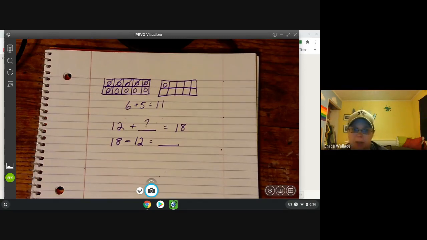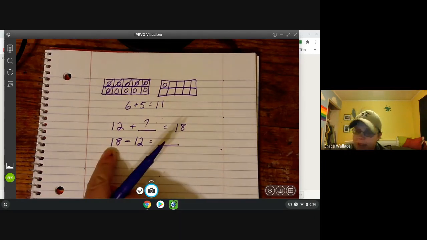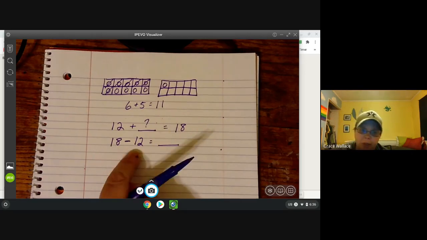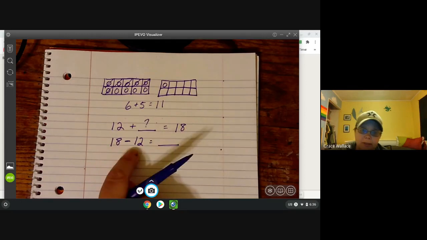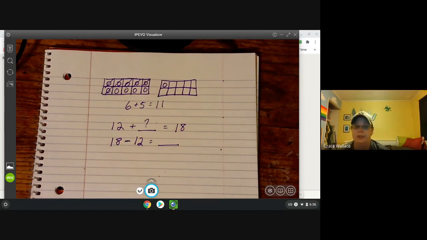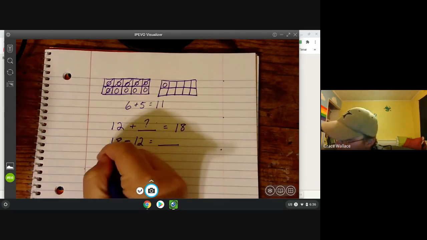So I can start at 18 and I can count down by 12. Look, I have a 10 here and a 10 here. So I can take those 10s away and think, okay, 10 minus 10 gives me just 0. So now I have 8 minus 2. That's really easy to count down because I can say 8, 7, 6. Or I can also draw it out if I need to. There's no problem in that.